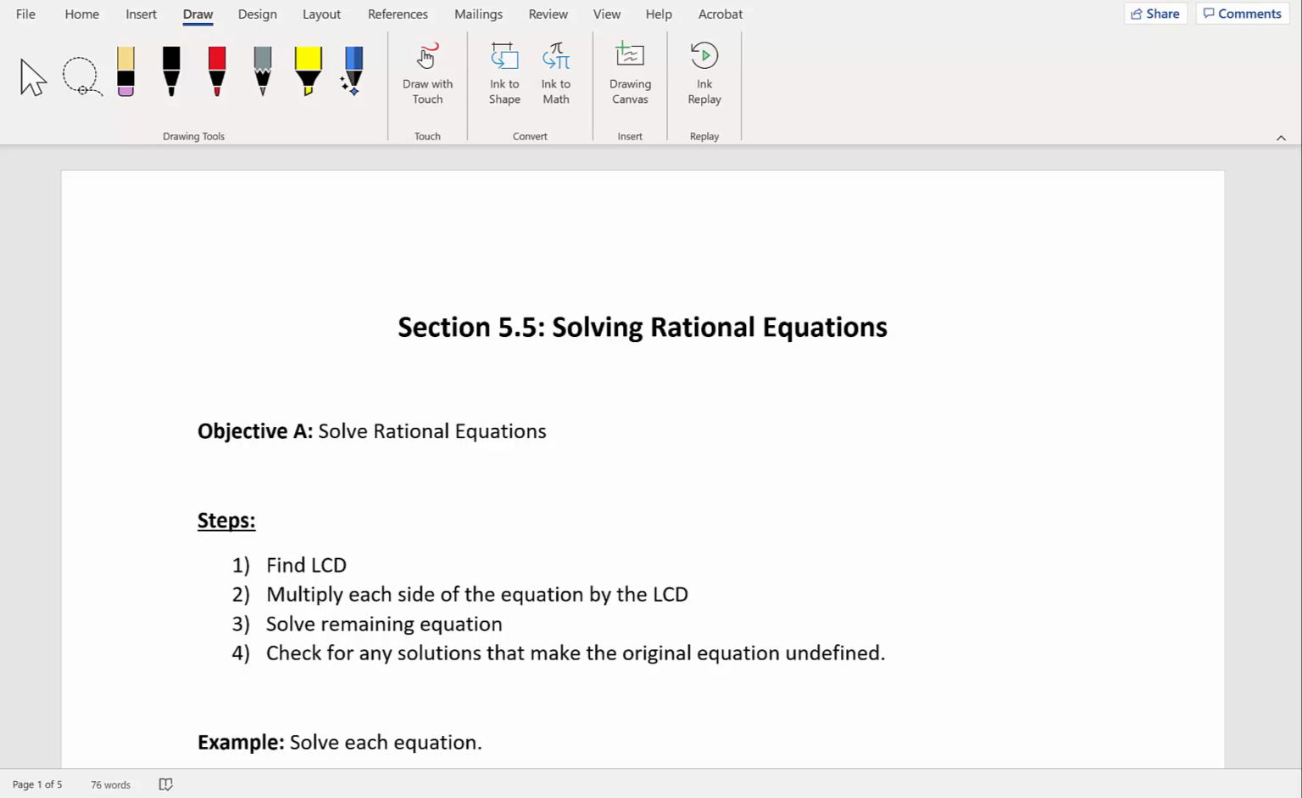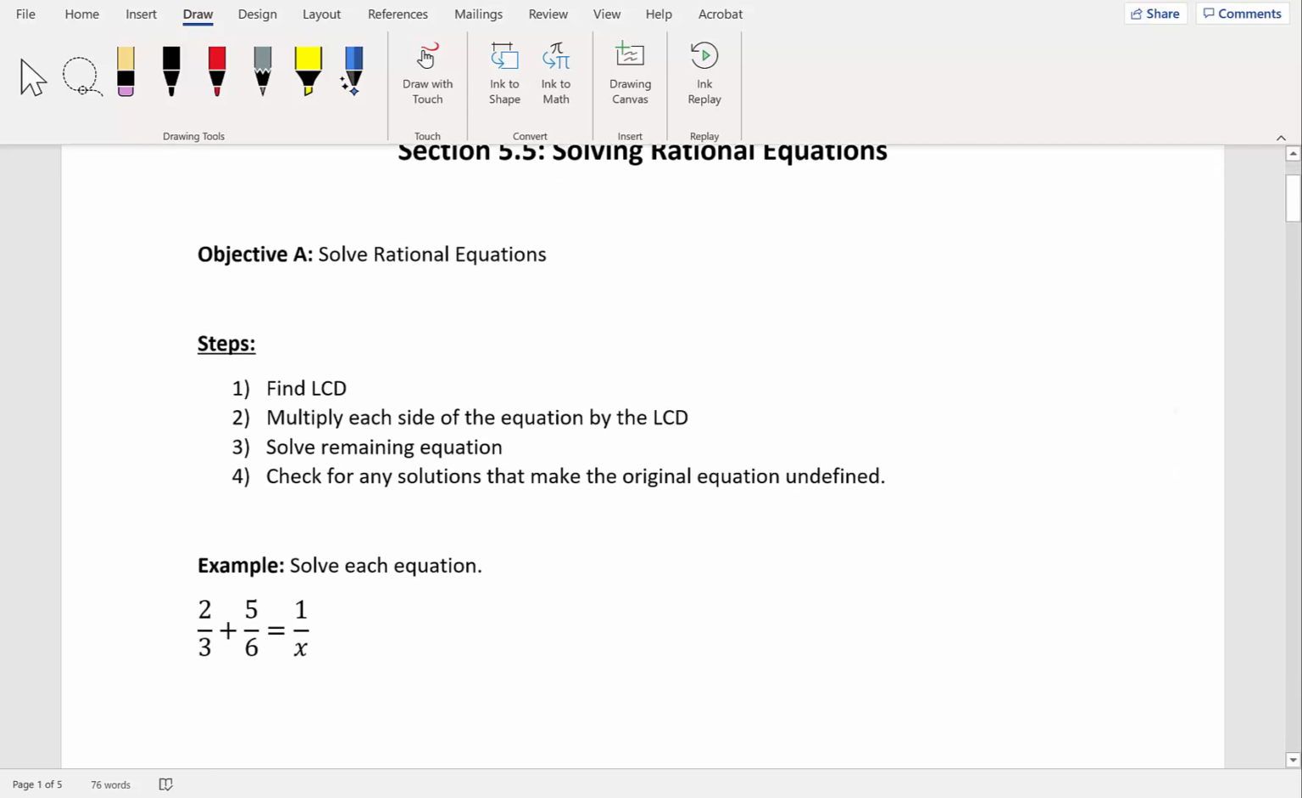And then step 4, you have to check for any solutions that make the original equation undefined. Meaning if you end up with the result and if you plugged it in and it makes the denominator 0, that would make it undefined, which means you have to get rid of that solution. You have to cross that one out. Okay, let's take a look at an example.